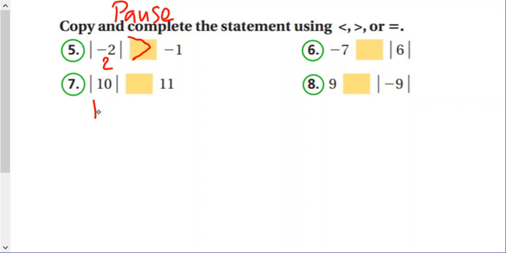The absolute value of 10 is 10. Okay? And 10 is less than 11, so the absolute value of 10 is less than 11. Negative 7 and absolute value of 6. The absolute value of 6 is 6, so negative 7 is less than 6. 9 and the absolute value of negative 9. The absolute value of negative 9 is 9, so 9 is equal to the absolute value of negative 9.